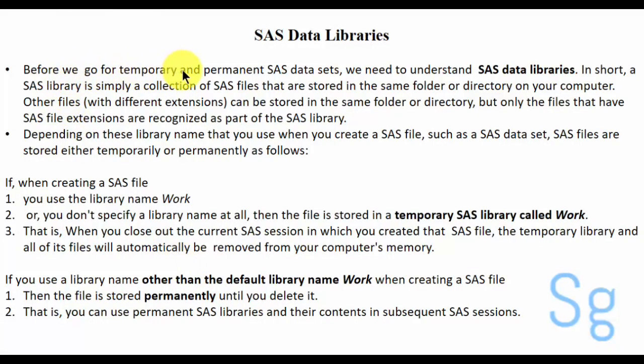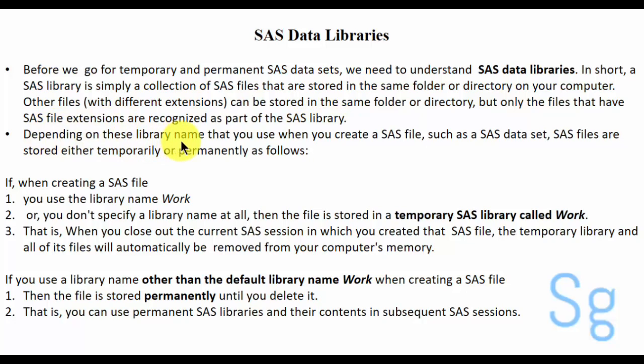Before we go for temporary and permanent SAS datasets, we need to understand SAS data libraries. In short, a SAS library is often simply a collection of SAS files that are stored in the SAS folder or directory on your computer. Other files with different extensions can be stored in the same folder or directory, but only the files that have SAS file extensions are recognized as part of the SAS library.